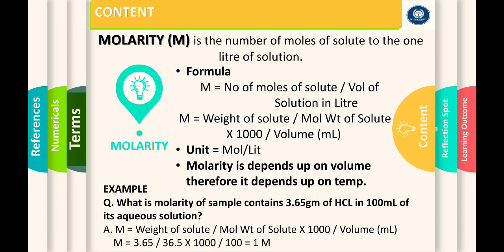Now the next part is molarity. This is one of the most commonly used methods to express concentration. Molarity is the number of moles of solute per 1 liter of solution, which is denoted by the symbol capital M.